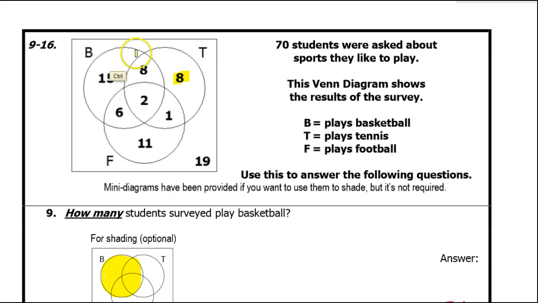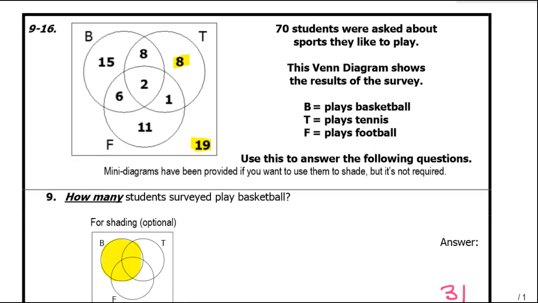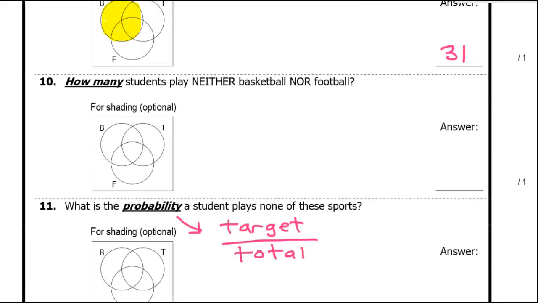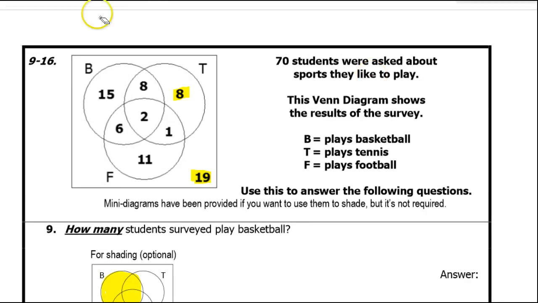This is outside of the basketball circle. It is also outside of the football circle. So these 8 students play neither basketball nor football. Here's another number that is outside of both of these circles. So both of these numbers represent students that play neither basketball nor football. If we add these together, that's going to be 27. So 27 students play neither basketball nor football. Let me erase that before we go on to the next problem.